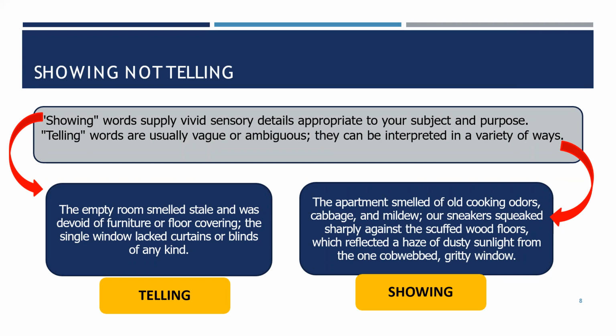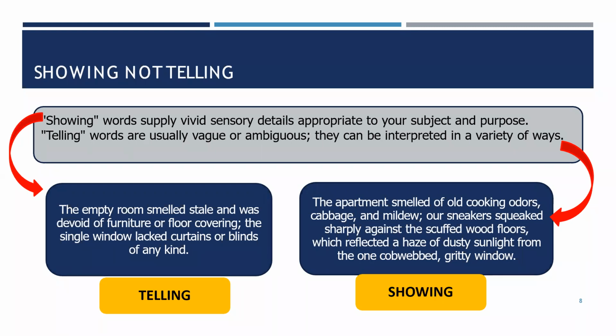Okay, these are two examples. The first example is telling. The example of telling is, the empty room smelled stale and was devoid of furniture or floor covering. The single window lacked curtains or blinds of any kind. This is the example of telling.